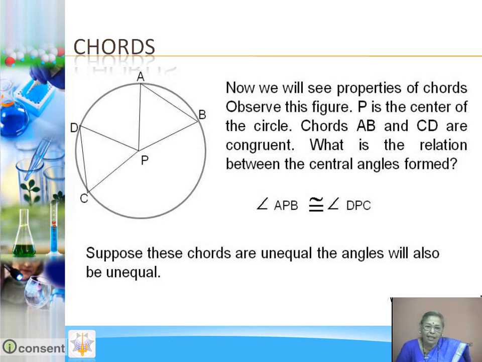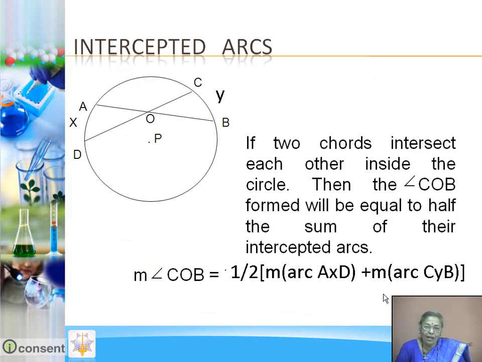Now if the chords are of different length, what will happen? Think about it and write your answer. Now we will see the properties of the chords when they intersect each other inside the circle.